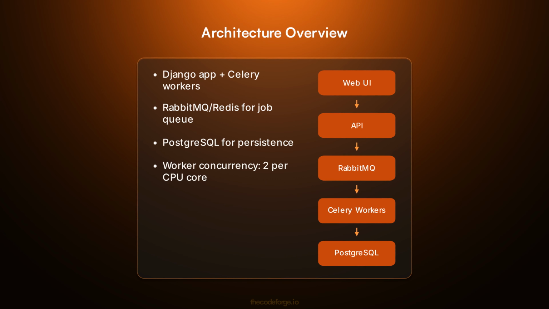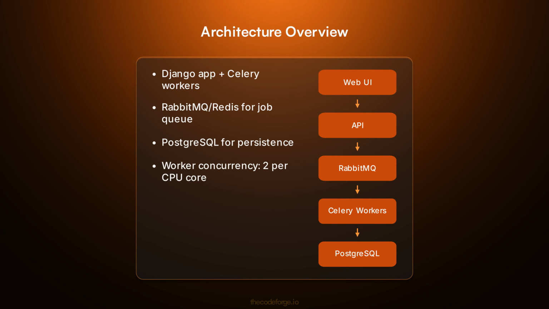AWX architecture. The web frontend talks to the API, which queues jobs in RabbitMQ. Celery workers pick up jobs and execute Ansible playbooks. The database stores everything. A common mistake is setting too high concurrency, which saturates the database.